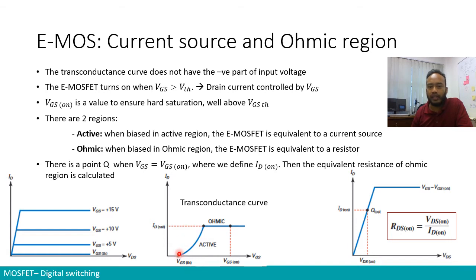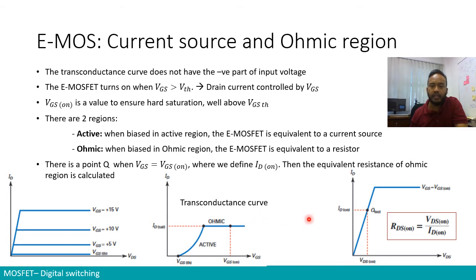Okay, so there are these two regions, active and ohmic. When our E-MOSFET is biased in the active region, it is working just like a current source, and when it is biased in the ohmic region, therefore with VGS around VGS on, slightly lower than VGS on, you will have your E-MOSFET functioning equivalent to a resistor.